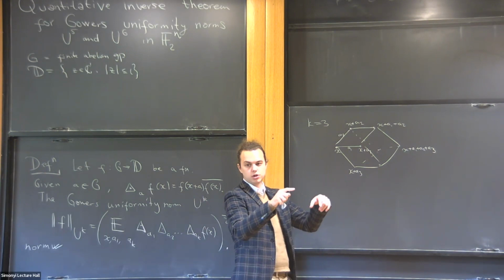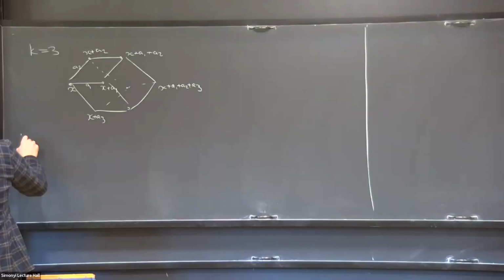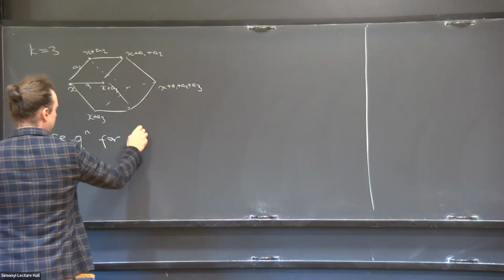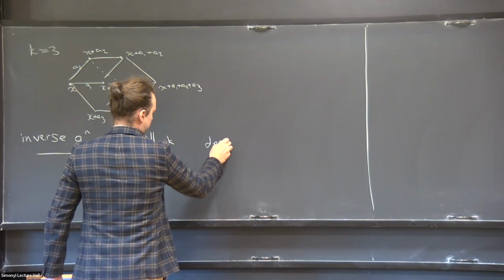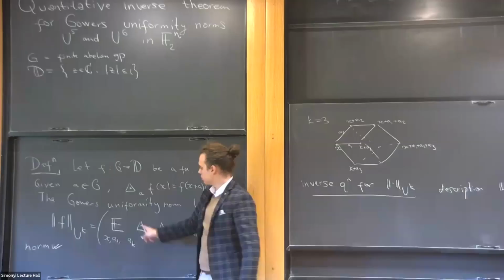All right, so an important question in additive combinatorics in general, and especially when it comes to uniformity norms, is the so-called inverse question for uniformity norms. It asks for a description of those functions whose uniformity norm is large. So f takes values in the unit disk, so its norm is always at most one.